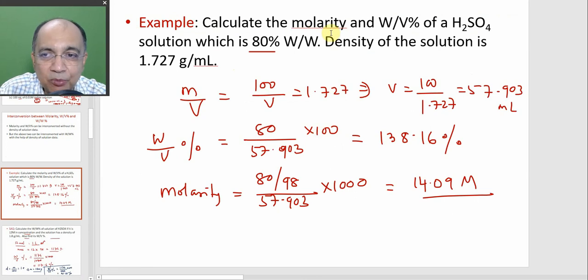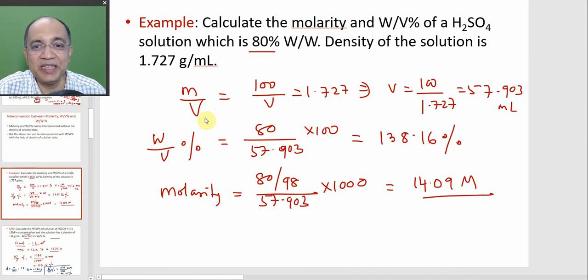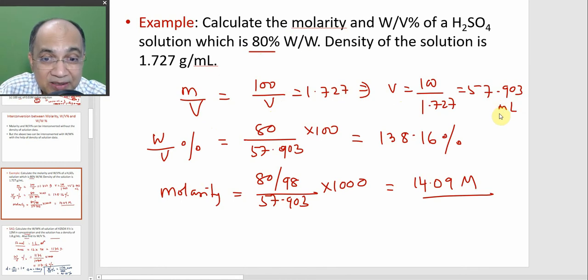Calculate the molarity and W by V percent of sulfuric acid solution, which is 80% W by W. And the density of the solution is 1.727 gram per milliliter. Now let's start from density, M by V, which is 1.727. Since it is W by W, let us take the mass of the solution as 100. Find V. V is 57.903 milliliters.